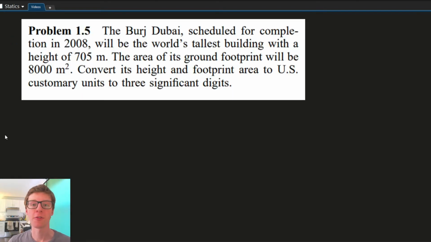All right, so here's our first problem. Now, when you're reading problems, even if they're simple, I recommend reading them out loud because it makes it harder to miss the key information.